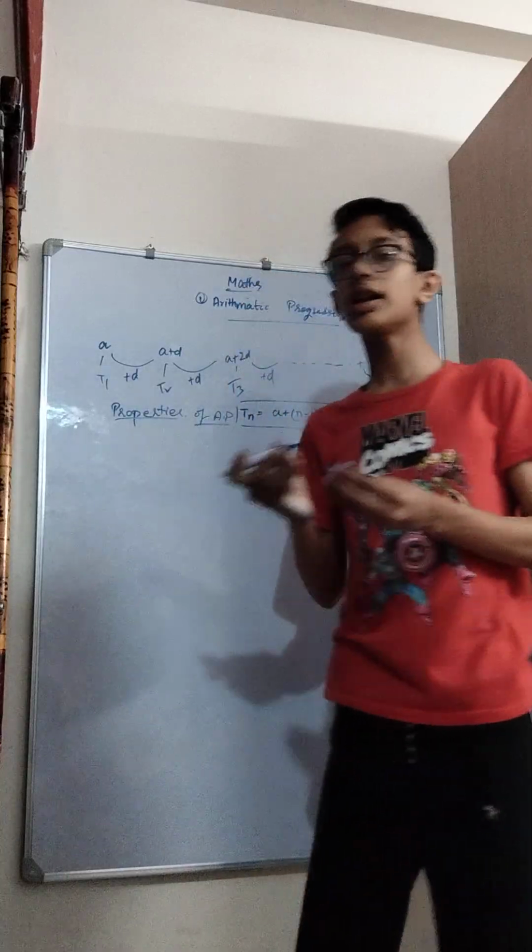I'll look at the book and tell you, because many of the properties are easy. If a fixed number is added or subtracted to each term of a given AP, then the resulting series is also an AP and its common difference remains the same.